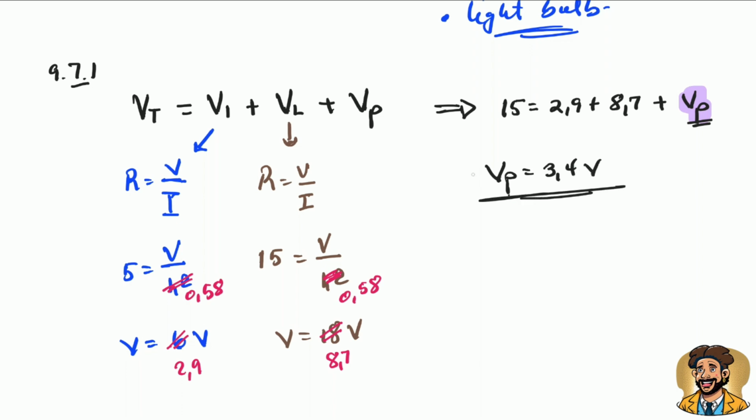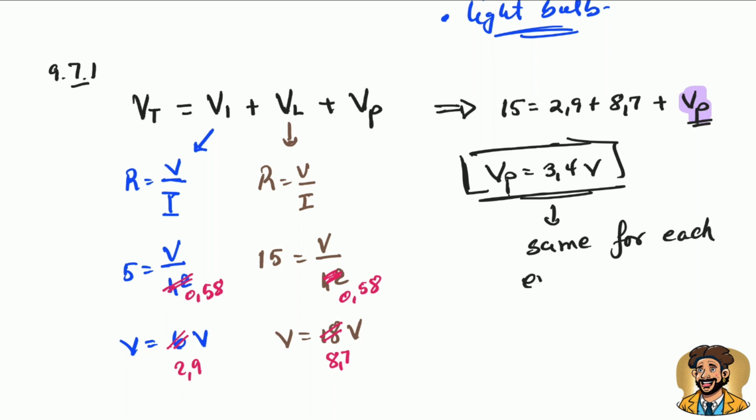Note, this potential difference is going to be the same for each resistor, resistor R and the other resistor in parallel. That is important. Potential difference is equal in parallel.